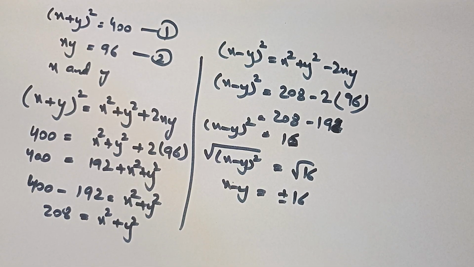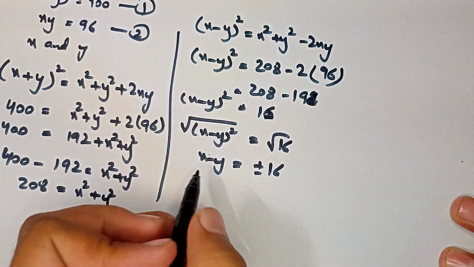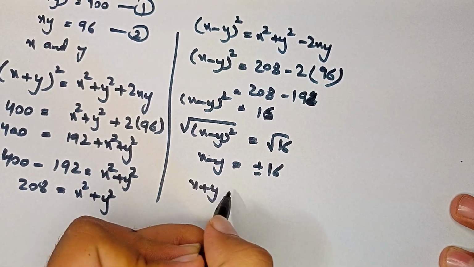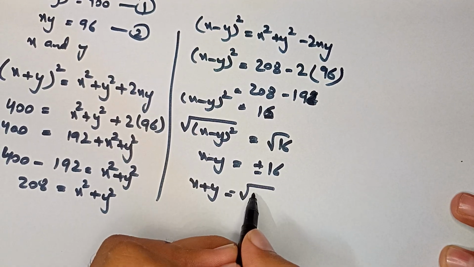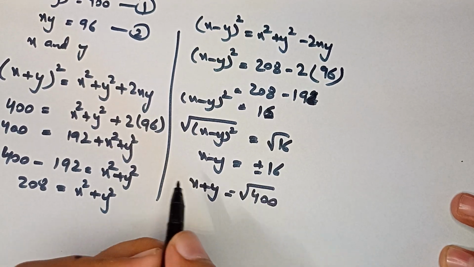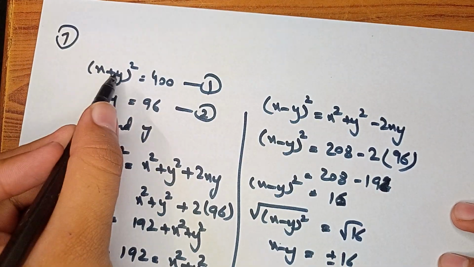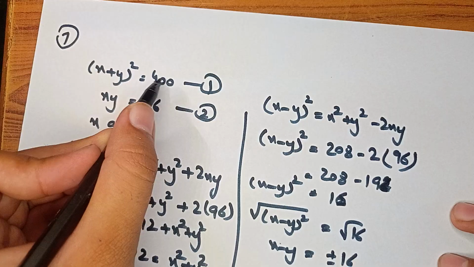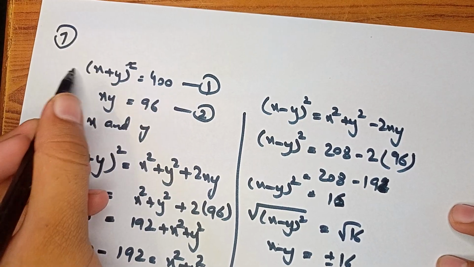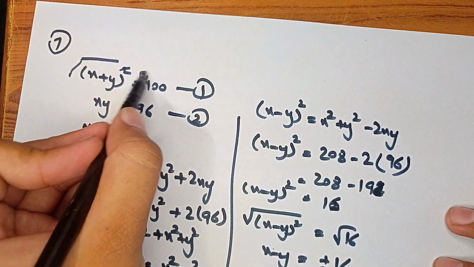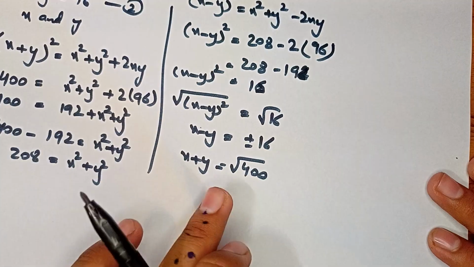we solve our next system, in which x + y equals √400. How does this come? In the first equation, (x + y)² is equal to 400, so we take the square root on both sides. The root cancels the square, and this equation is made.